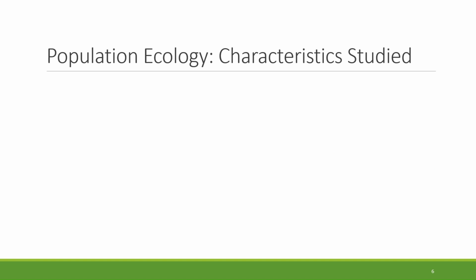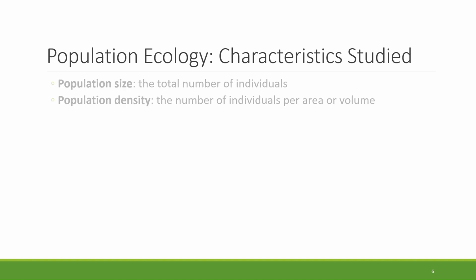When ecologists study a population of organisms, there are multiple characteristics that they're interested in. The two biggest ones are typically population size and population density. Population size is self-explanatory. It's the total number of individuals. Population density describes the number of individuals per unit area or volume. So in other words, how closely packed a population is.